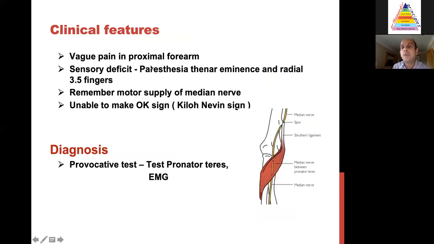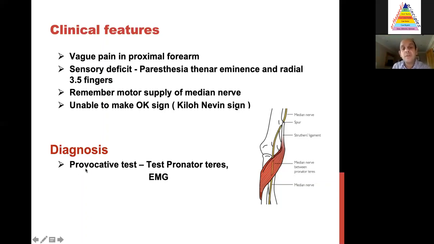Clinical features. So with all these neuropathies in the upper limb, patients will have vague pain. In this case, it will be proximal third volar forearm, because it's quite high up. So they can have sensory disturbance in the radial 3.5 fingers. Then if you know your motor supply of median nerve, which is what we saw in the first screen, patient can have weakness in that motor supply, and then unable to make OK sign, which we're going to see in AIN syndrome, because anterior interosseous nerve supplies FDP to index and middle and to FPL. So they cannot flex their thumb and index finger DIP. They'll keep it extended like that. So they can't do an OK sign, they'll do it like this.